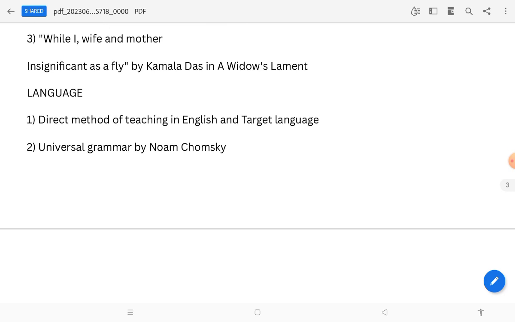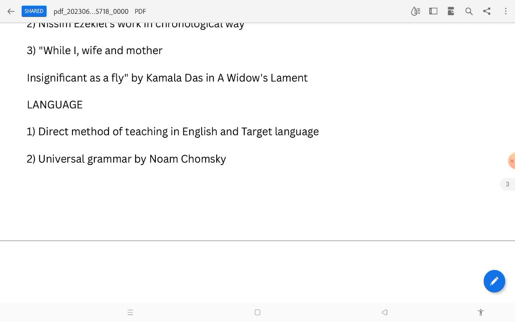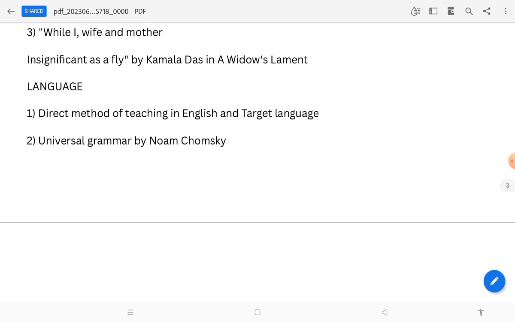Then question number 3, "Why I, wife and a mother, insignificant as a fly." The line was taken from Kamala Das, A Widow's Lament. "Why I, wife and mother, insignificant as a fly," by Kamala Das in A Widow's Lament.